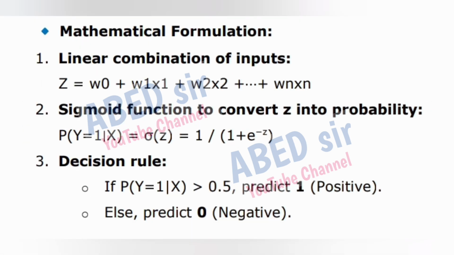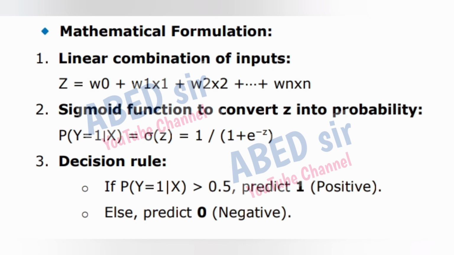Mathematical formulation. 1. Linear combination of inputs: Z = W0 + W1x1 + W2x2 + ... + Wnxn. 2. Sigmoid function to convert Z into a probability: P(y=1|x) = σ(Z) = 1 / (1 + e^(-Z)).